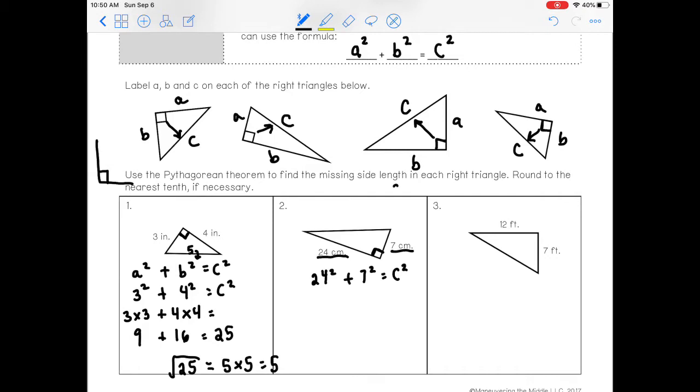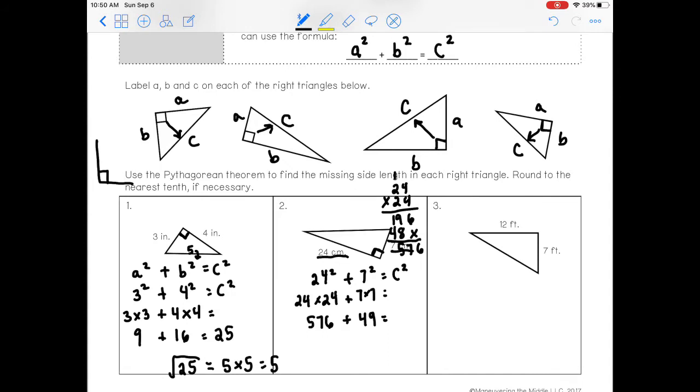24 squared is like saying 24 times 24. Let's do 24 times 24. We get 4 times 4 is 16. 4 times 2 is 8 plus 1 is 9. 2 times 4 is 8. 2 times 2 is 4. 8 and 8 is 16 plus 1 is 17. Carry the 1. 4 plus 1 is 5. So we get 576. 7 squared is like saying 7 times 7, which is 49.